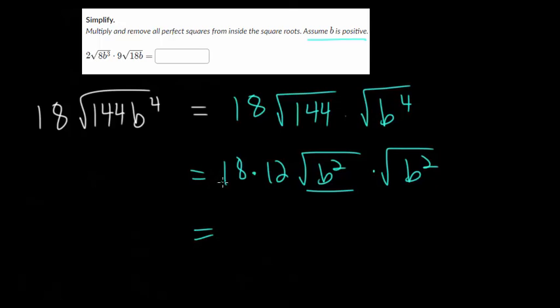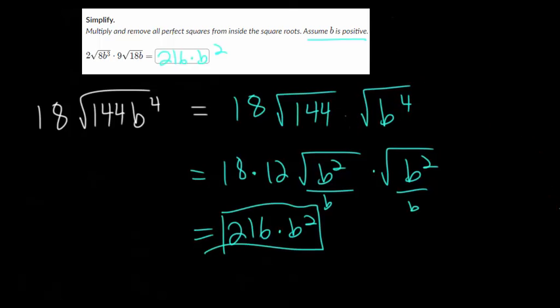So let's do this. 10 times 12 is 120. 8 times 12, you get 80 plus 16 would be 96. So 120 plus 96 would be 216. And you get b here and b here, so you get times b squared. So this is what you'd put in the box, 216 times b squared. It looks like all the square roots were able to go away.